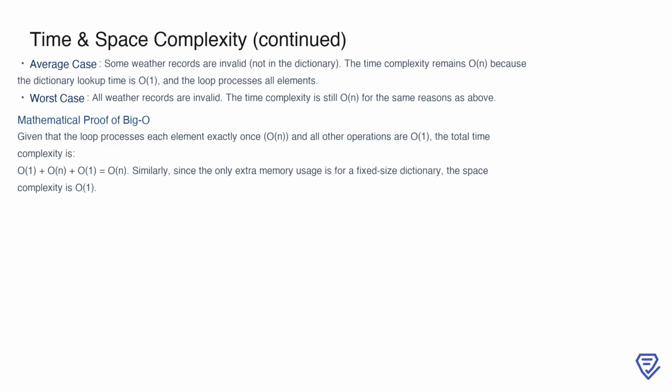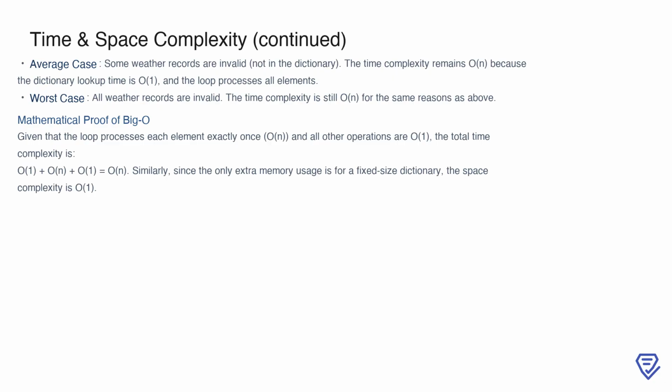Here, the loop processes each element exactly once, and the time complexity is O(n). In the average case, some weather records might be invalid, meaning they don't match any of the predefined keys in the dictionary. However, since dictionary lookups are still O(1), the loop's time complexity remains O(n), despite these invalid entries.